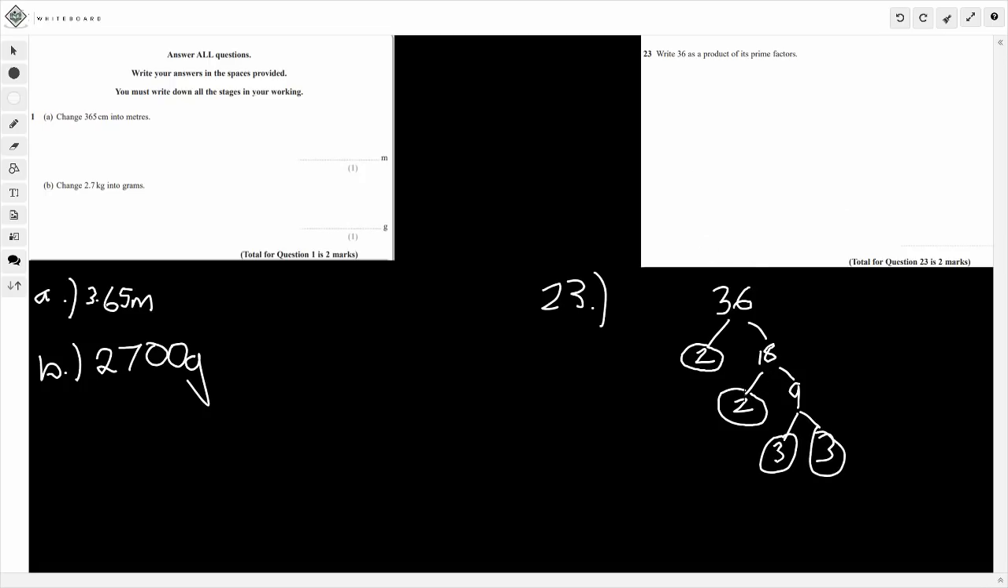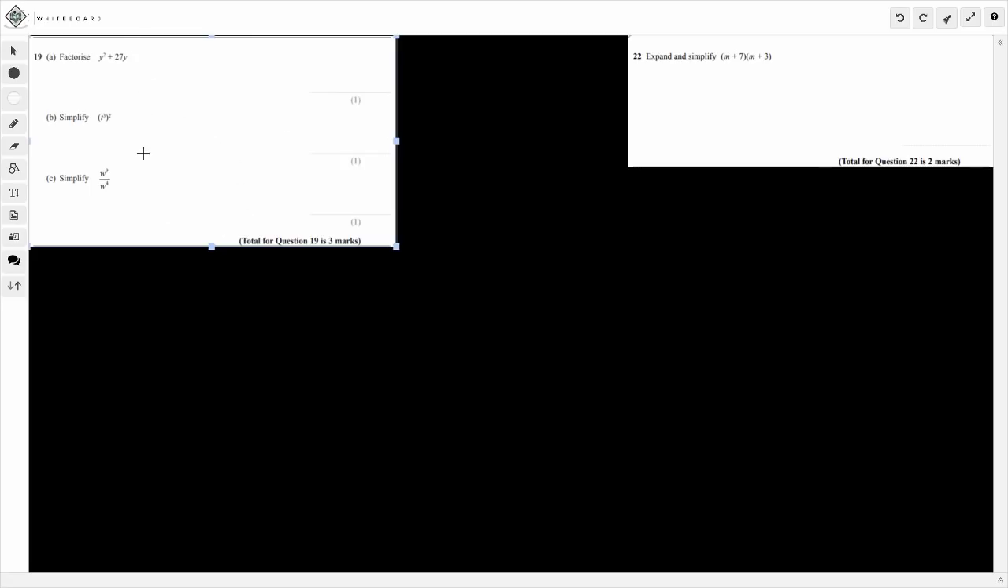So you can write it as 2 times 2 times 3 times 3, or you can write, and this is a nice way to write it, 2 squared times 3 squared. So what that gives you is 4, that gives you 9, 4 times 9 gives you 36, and you know you're correct with that. So for this question, question 19, we've got a bit of algebra, bit of rules on indices, and then for this one over here, we're expanding 2 brackets.